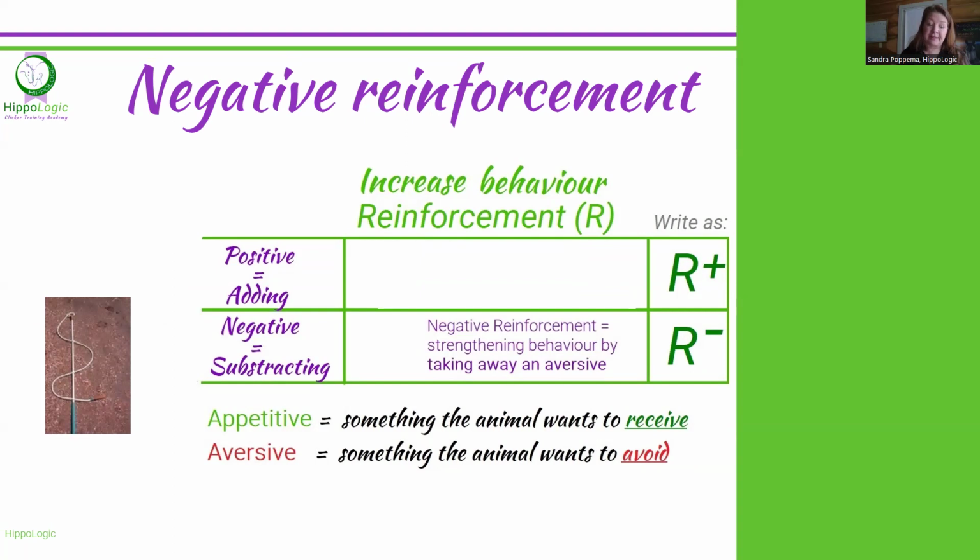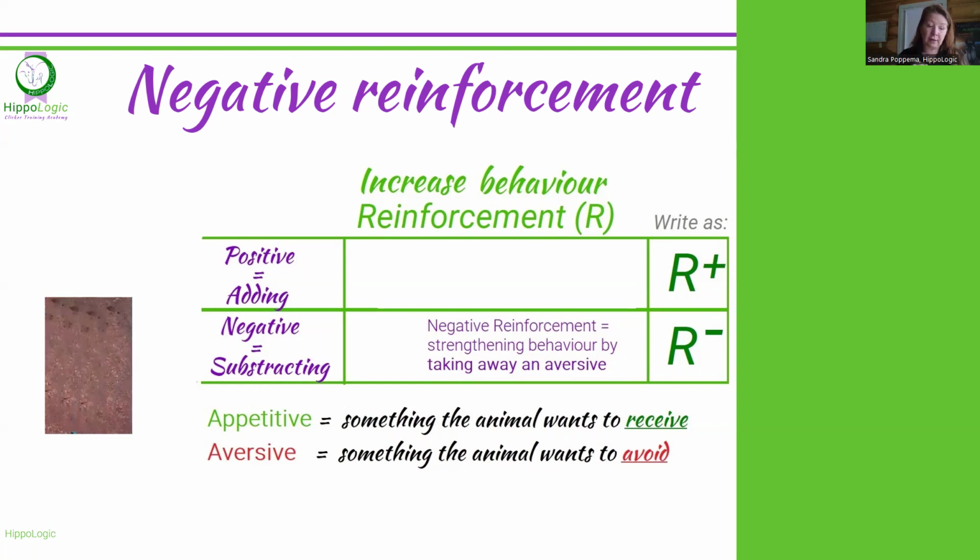In negative reinforcement, we strengthen a behavior by taking away something the horse wants to avoid. For instance, pressure release. The horse wants to avoid that pressure because it's uncomfortable, scary, or painful. The thing the horse wants to avoid is called an aversive. The aversive is applied before the desired behavior happens and is taken away the moment the horse reacts in the desired way. So the horse learns to anticipate the aversive by avoidance behavior.